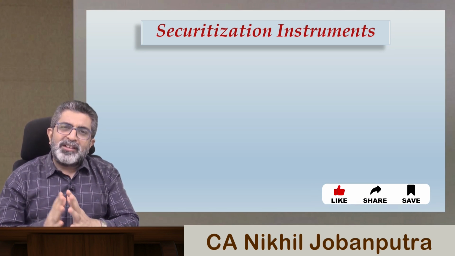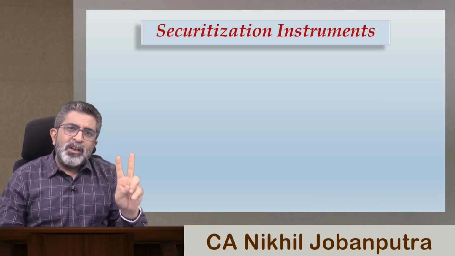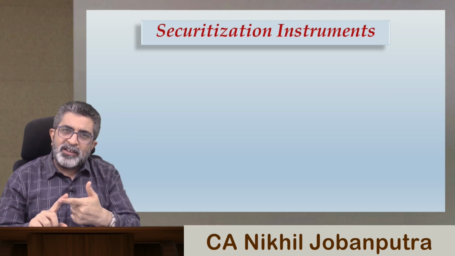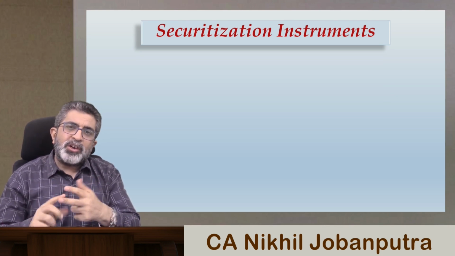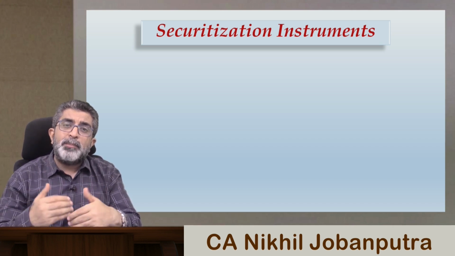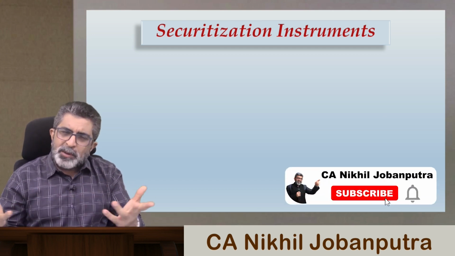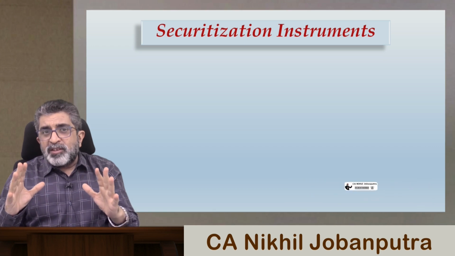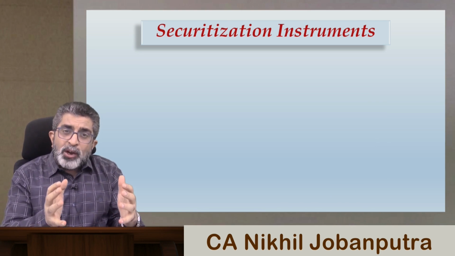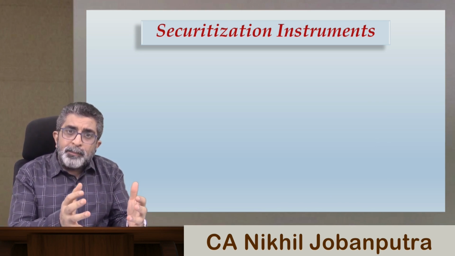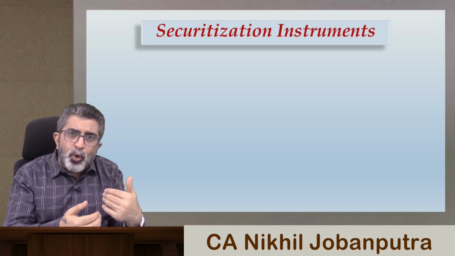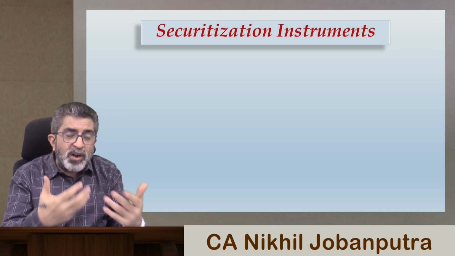So here we are talking about securitization instruments. Now these two typical types of securities, what we call pass-through certificates and pay-through securities, are both securities issued by the special purpose entity or SPV, special purpose vehicle. In the process of securitization, if you recollect what we have learned, there is an originator, which could be a bank or finance company, which has a big asset pool of receivables. This could be loan receivables or mortgage receivables, whatever.